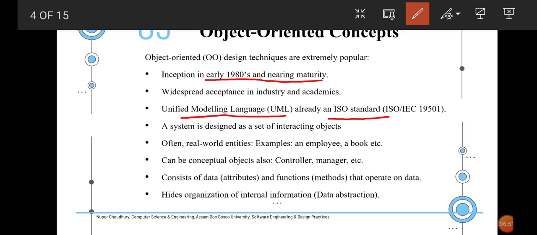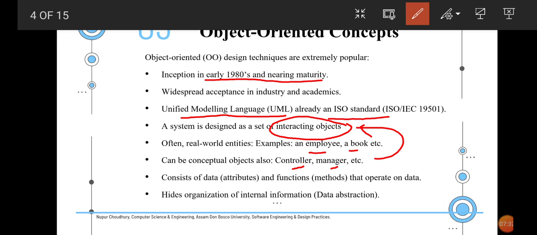So a system is designed as a set of interacting objects. This is very important, because the backbone of object oriented design is basically these interacting objects. Often they are real world entities, for example an employee, a book, etc., or controllers, managers. So these are conceptual objects. Either it might be a real world entity or a conceptual object. Everything is covered under the interacting objects paradigm, and these interacting objects will be implemented in the object oriented design.